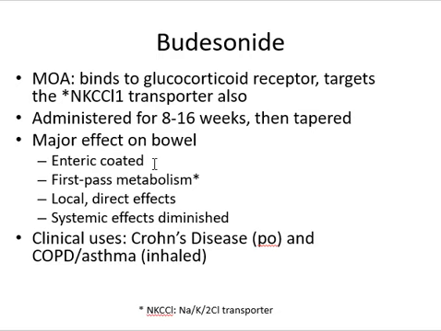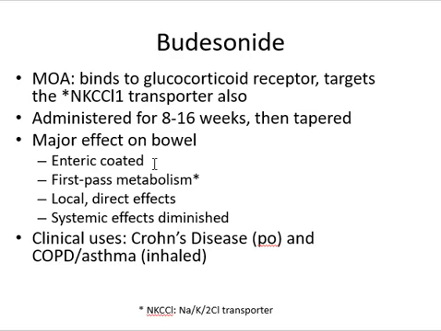Along those same lines, this drug has a high first pass metabolism, which we're going to define in a minute. Because of that high first pass metabolism and the enteric coating, this drug has local but direct effects on the GI system, particularly the intestines. And the systemic effects are greatly diminished because of these physical and chemical differences about this particular drug.